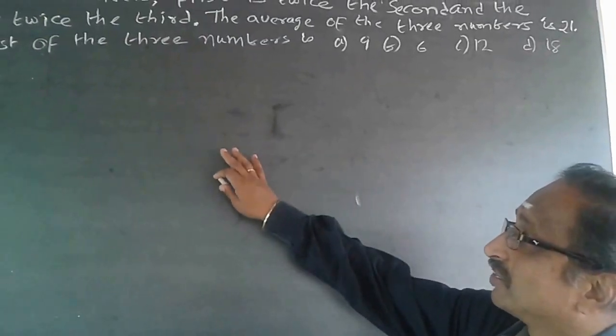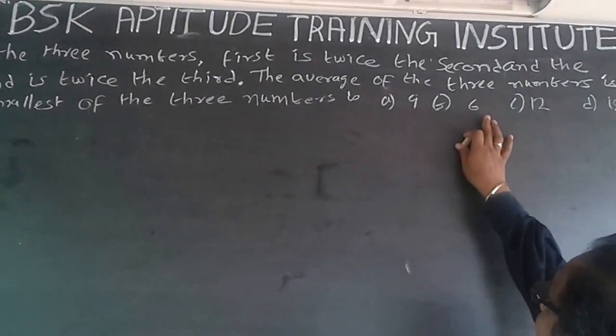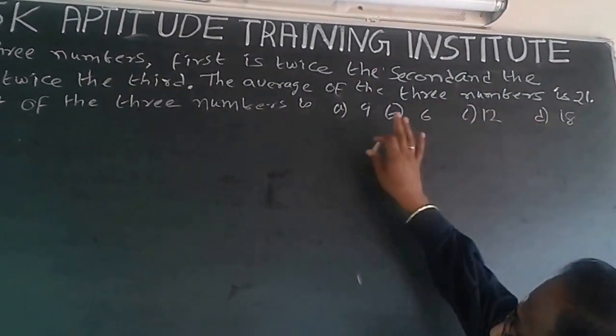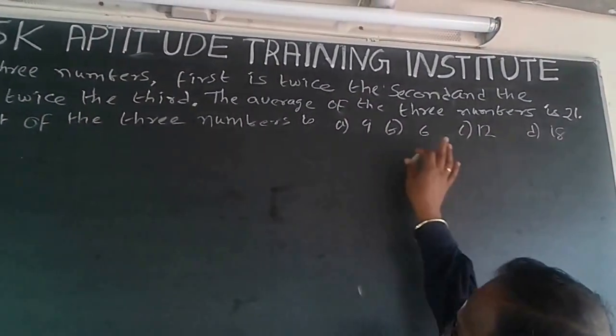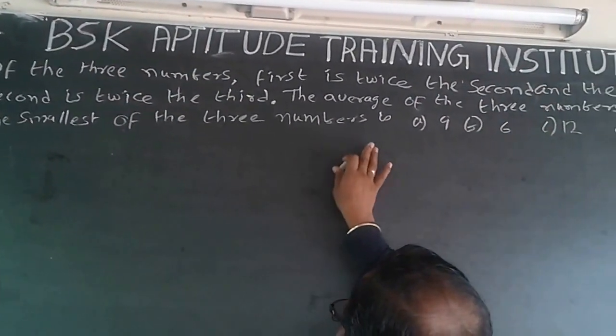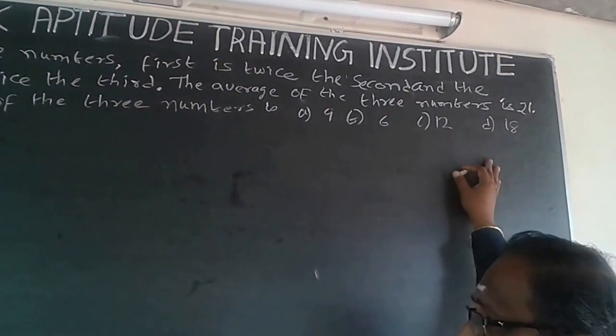So now I am going to handle this question. Of the three numbers, first is twice the second and second is twice the third. The average of the three numbers is 21. The smallest of the three numbers is: A option is 9, B is 6, C is 12, D is 18.